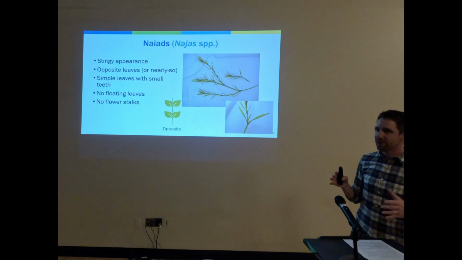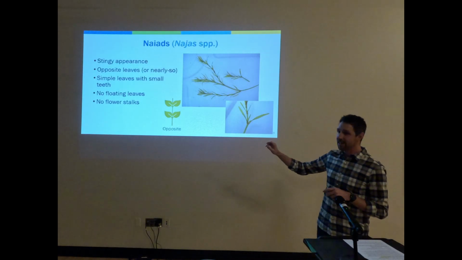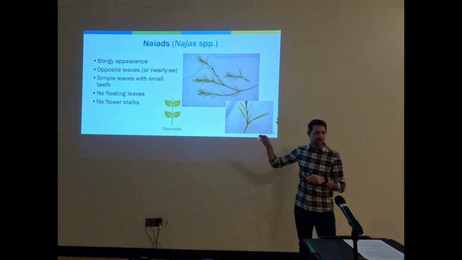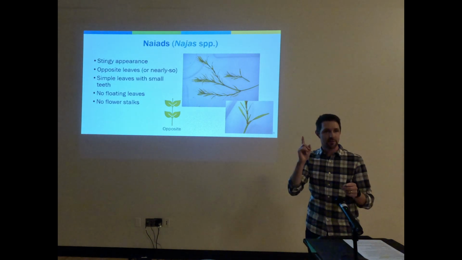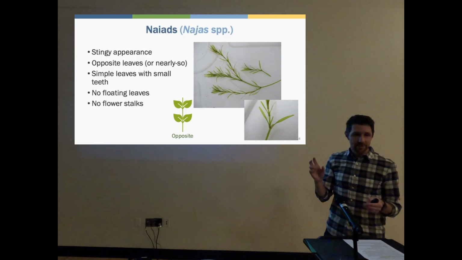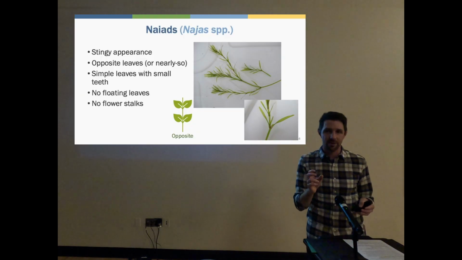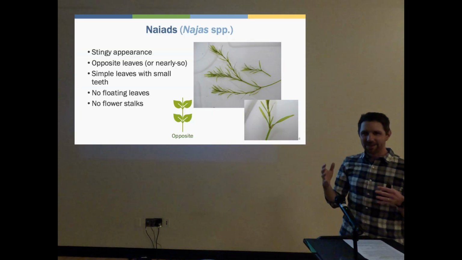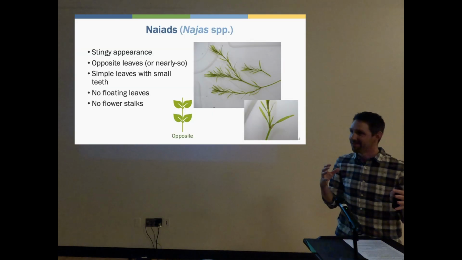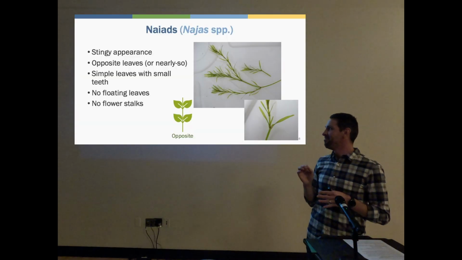It's got some similar structure, but a key here is that this is actually going to have opposite leaves. So at each point where the leaf attaches, you're going to have two leaves that are coming off from that stem, right? Not just one like you would with the pondweeds. The leaves are often going to be much smaller than pondweed leaves, which makes these kind of a stringy appearance in the water. Sometimes they can grow in these dense mats, which can be a nuisance too.